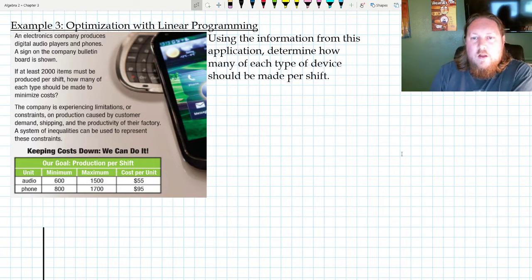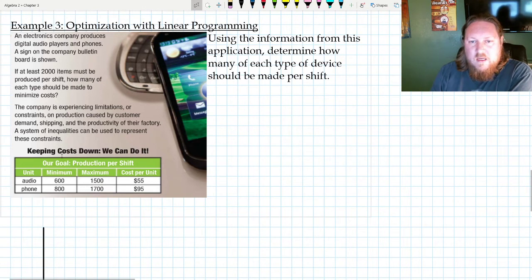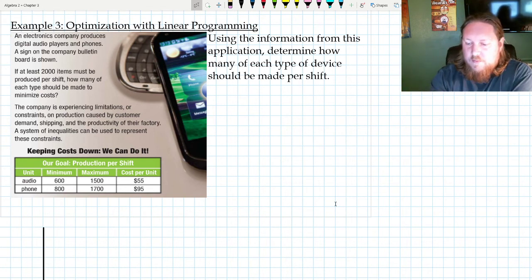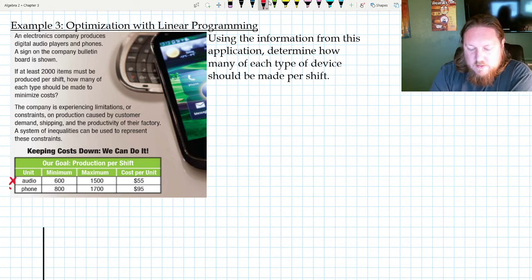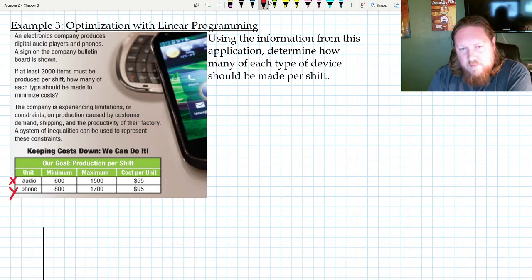A system of inequalities can be used to represent these constraints. And then we got the keeping costs down. We can do it. Our goal, and it gives us some values here. So what we're going to do is we're going to try to define some variables. Well, we're building two different kinds of things, an audio device and a phone. Now you could use A and P for those, or you could just use X and Y. And now you've got your variables defined there.